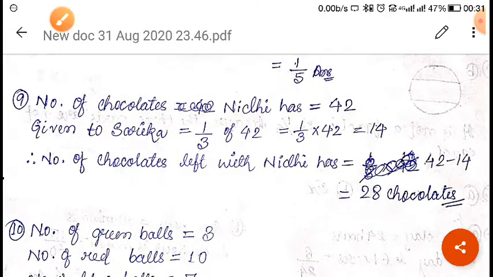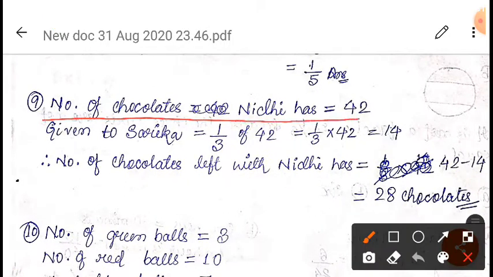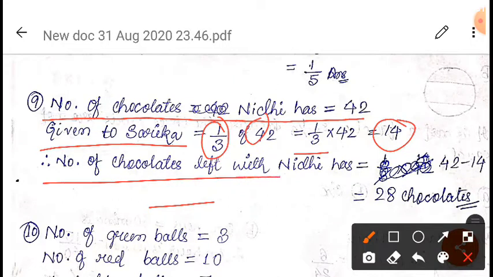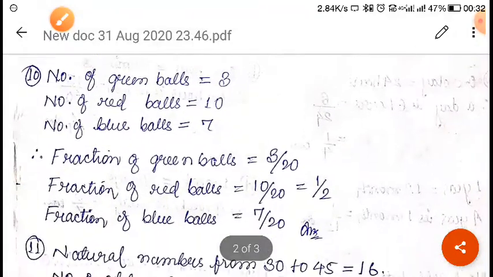I have written here in detail. You can see the number of chocolates Nidhi has, it was 42. Given to Sarika is 1 by 3 of 42, which will be 1 by 3 into 42, which will become 14. So the number of chocolates left with Nidhi is 42 minus 14, which is 28 chocolates. Okay, I hope you have got this. Now next, this is a very easy question.